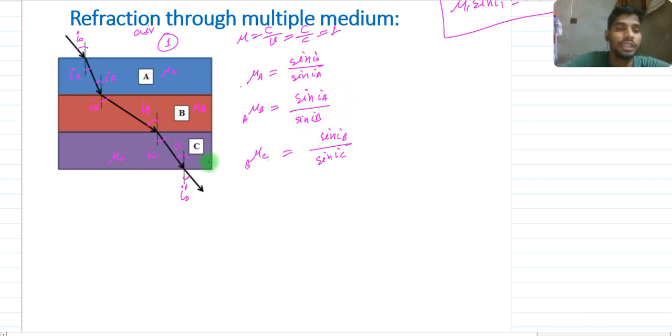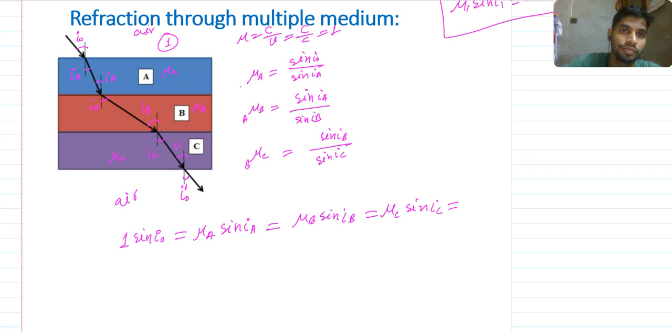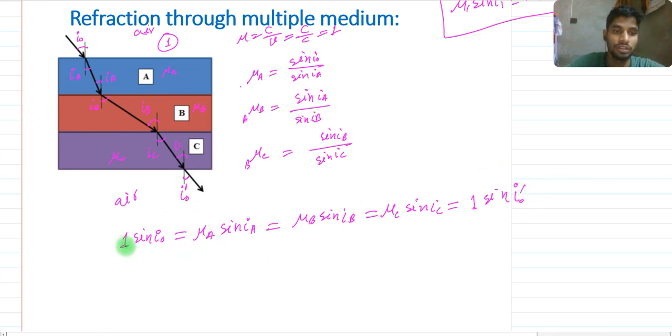But you can easily remember this one. For the air medium, we know the refractive index is 1, so 1 sin i0 equals, for the A medium with refractive index μA, sin iA equals μB sin iB equals μC sin iC equals, then again it reaches the air medium. So here you can write μ air, meaning 1, equals 1 sin i0 dashed. This is the equation. This one is more familiar than that one.